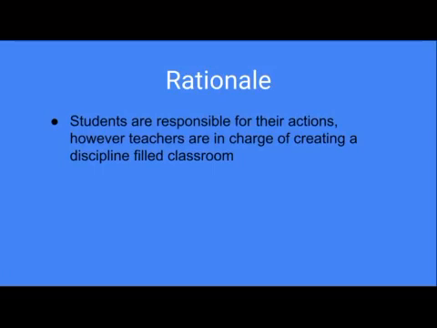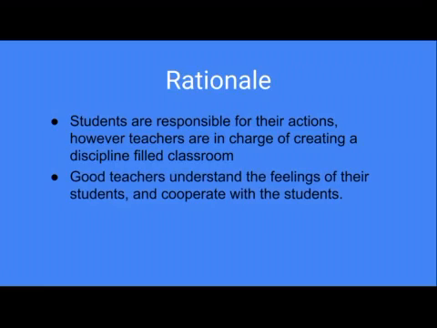They can do this by allowing the students to create some of their own rules and consequences. However, the teacher has to be a part of that. And they do this by understanding the feelings of their students and cooperating with them. So again, they can cooperate with the students when coming up with some of these rules and consequences. However, this sense of integrity and understanding has to be there first. And there are a few different ways that Ginott recommends doing this, which we are about to talk about.